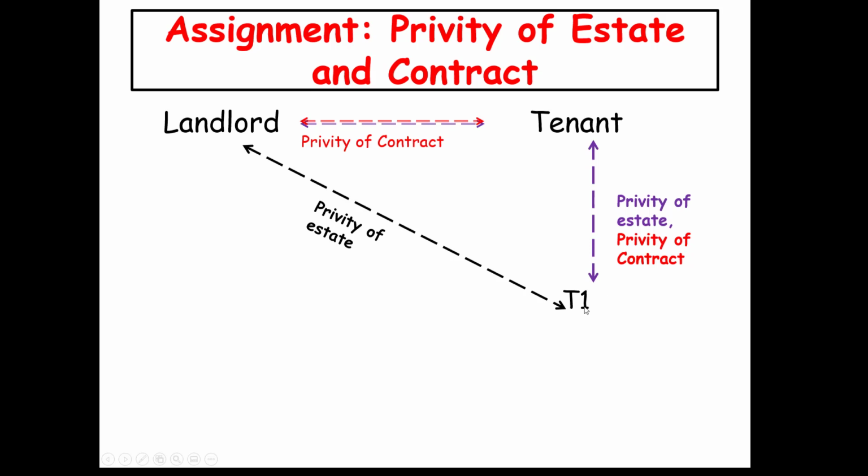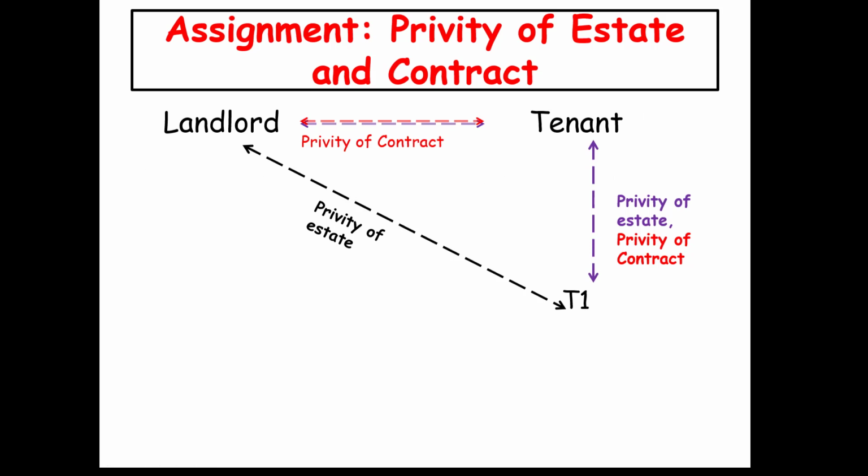Now, if the landlord pursues the original tenant for the unpaid rent, the original tenant, who is in privity of estate because the original tenant and the new tenant have successive interests in the leasehold, and in privity of contract with the new tenant, the original tenant can then turn around and pursue the new tenant for any obligation that the original tenant has to the landlord.